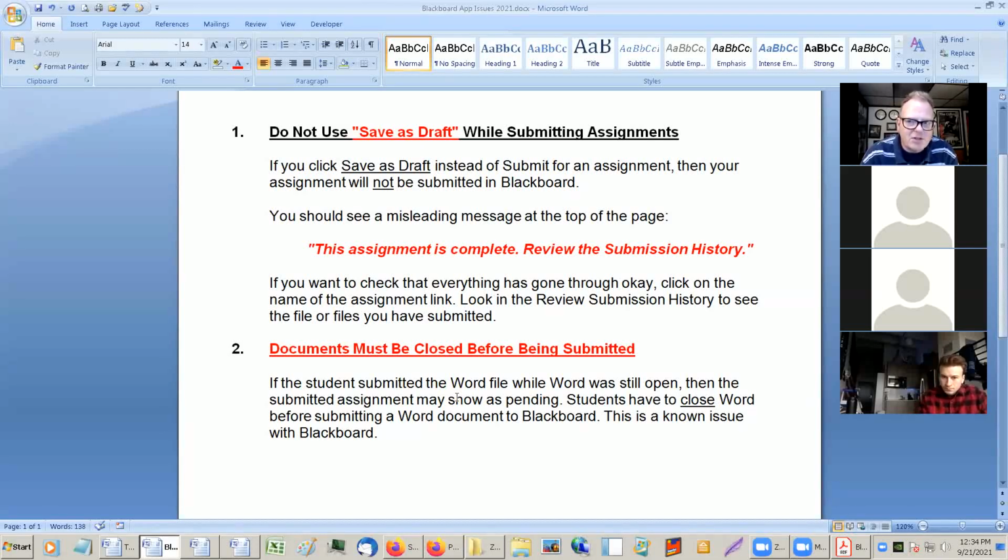So just make sure if you're using your app that you close the document before you submit it. And that's not just for this class, that's for any class. Because if it's open, there's a good chance that there's going to be a problem with it for whatever reason. So if you're doing a test, save it, obviously close it, and then submit it. Make sure you close the file before you submit it. Any questions on that?